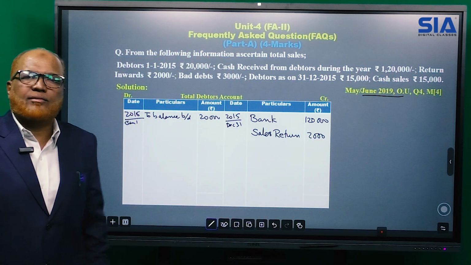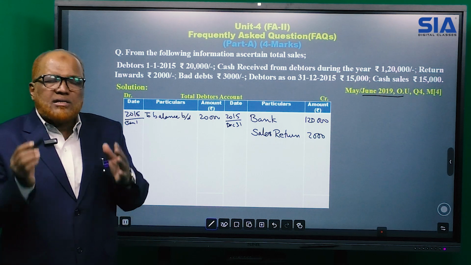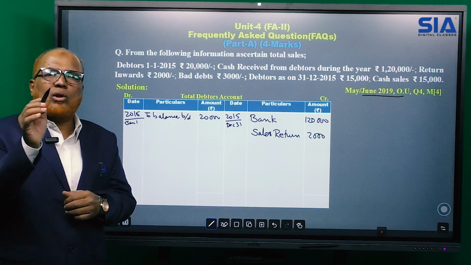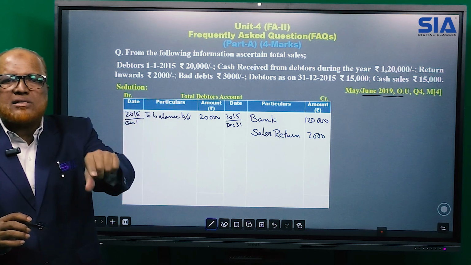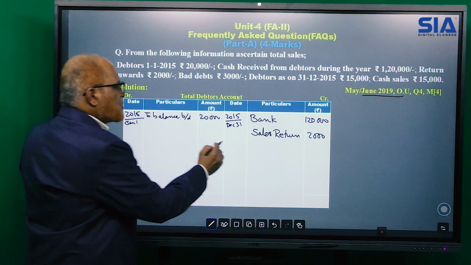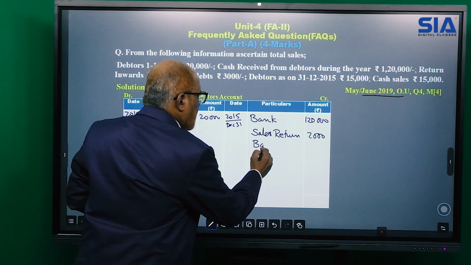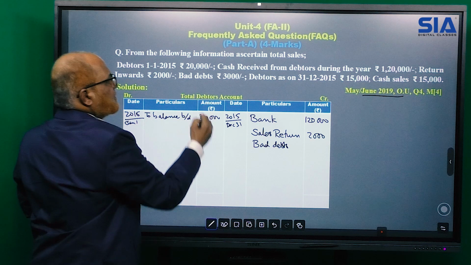Next step, bad debts. Bad debts means irrecoverable debts. It's a loss to the business and all losses should be debited. Bad debts account debit, debtors account credit. So debtors should be credited. So here I am taking bad debts. How much are the bad debts? 3,000.